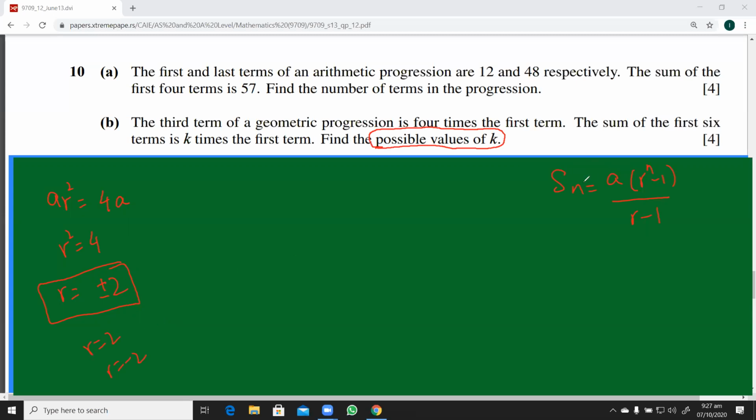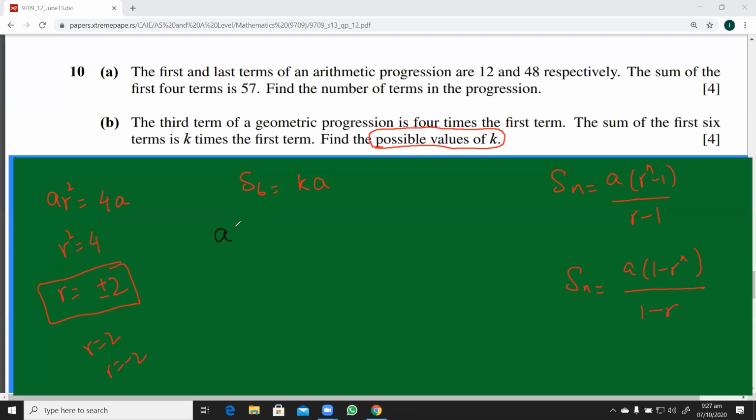So the sum of the first six terms, S6, is k times the first term, that is k times a. When I use r as 2, I'll be using this formula, and for minus 2, I'll use this formula. Remember? Okay, I use this black now. So S6 is going to be a.